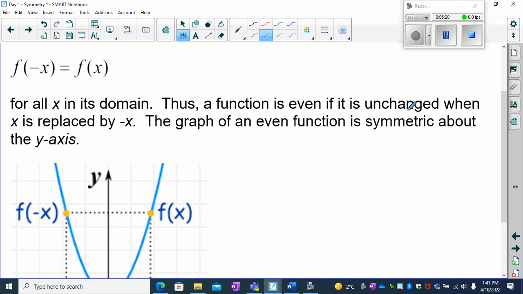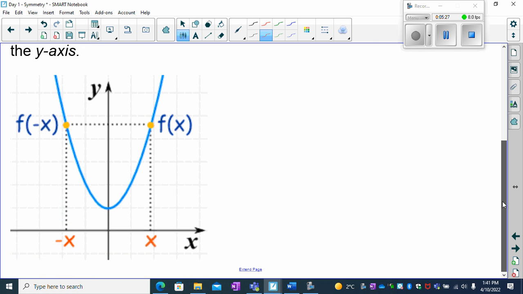A function is even if it is unchanged when x is replaced by negative x. The graph of an even function is symmetric about the y-axis. So if I look at this point right here, it looks like it's a little less than 2 to the right, and I'm up 1, 2, 3, 4, a little less than 5, let's say 4.6. So when x equals 1.8, the height of that function is roughly 4.6.